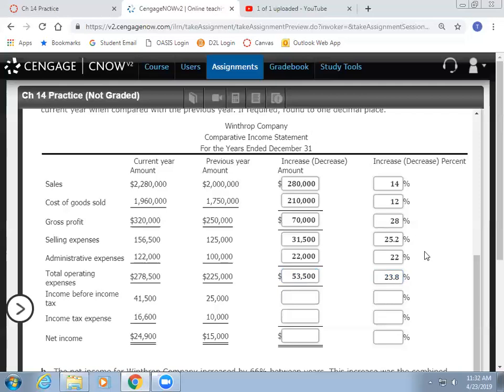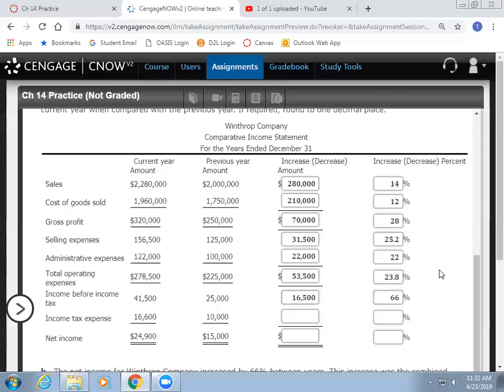Income before income tax increased. Well, that's good. 16,500. That's a 66% increase. That's pretty good, right?